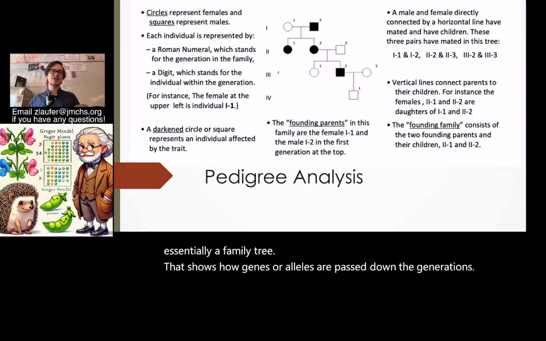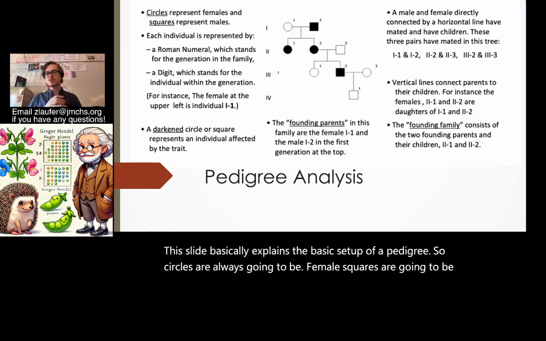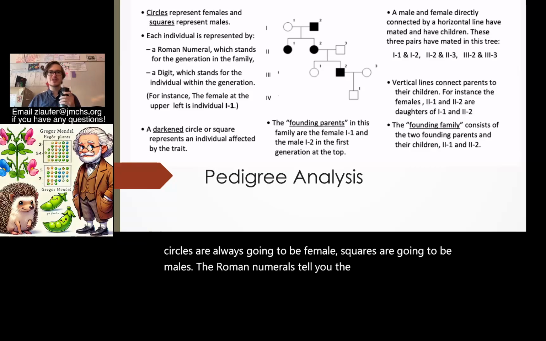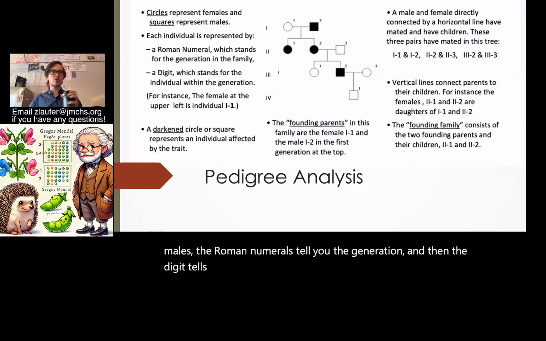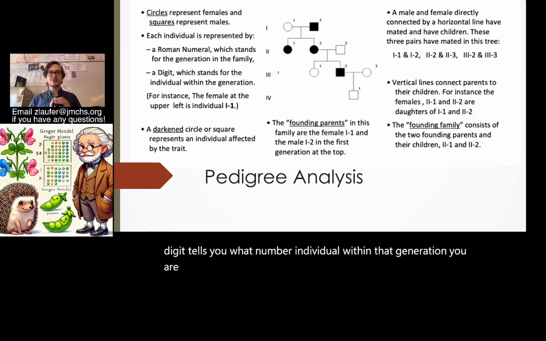This slide basically explains the basic setup of a pedigree. So circles are always going to be females, squares are going to be males. The Roman numerals tell you the generation, and then the digit tells you what number individual within that generation you are. If your shape is colored in, that means you're affected by the trait. If you're not colored in, you don't have the trait.